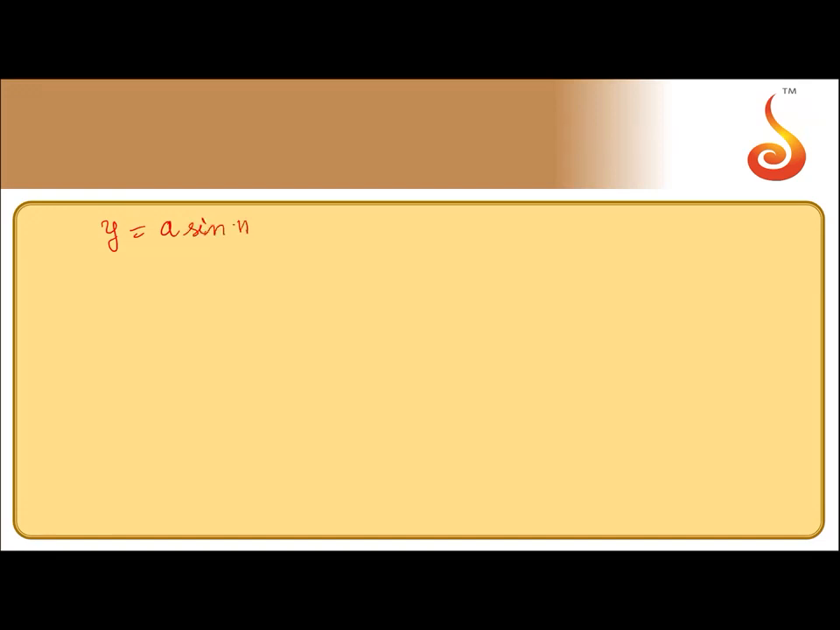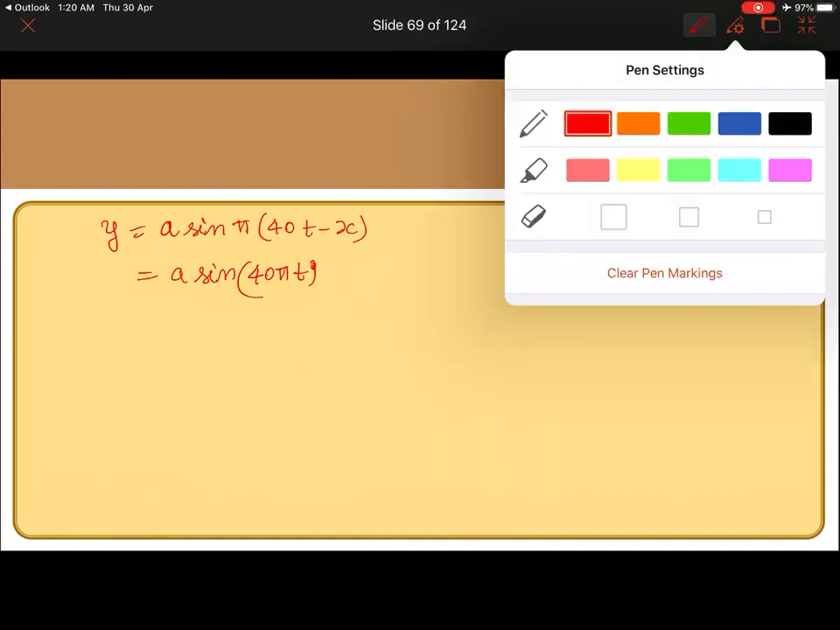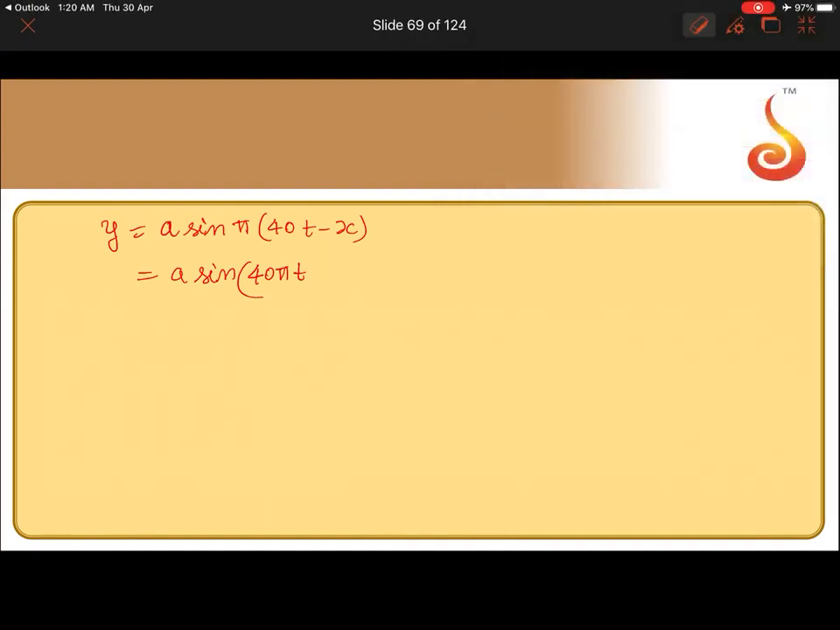sine of pi into 40t minus x. So multiply this pi into the brackets. So you'll get A sine of 40 pi into t minus pi x. Now compare this with standard equation y is equal to A sine of omega t minus kx. So from this omega is equal to 40 pi, k is equal to pi.